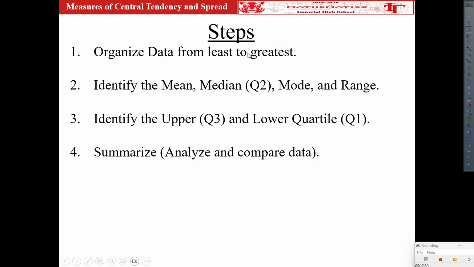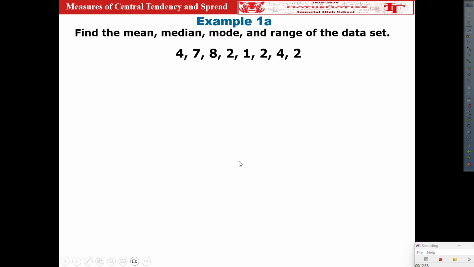Here are the steps that we're going to take for today. We're going to organize data from least to greatest. Have we been doing that from the beginning of the school year? Yes, Mr. Q. Have we been identifying the mean, median, mode, and range? Yes. Today we're going to have 2 more, Q3 and Q1, which are known as the upper quartile and the lower quartile. And at the end, we're going to summarize or analyze data. All right? So, on your paper underneath your prayer model, copy this, example 1A. Write that down, please.